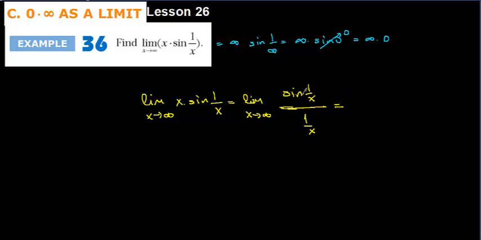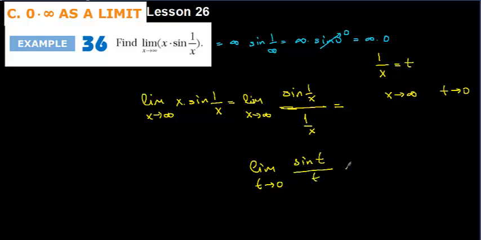So this expression becomes sine t over t, limit t tends to 0, because when x tends to infinity, t tends to 0. I used the transformation t equals 1 over x. When 1 over x is t and x tends to infinity, t tends to 0. So this question becomes limit t tends to 0 of sine t over t, which is equal to 1.